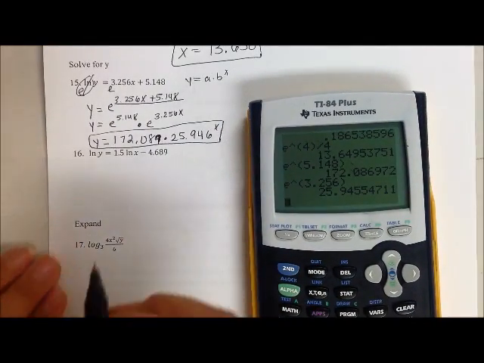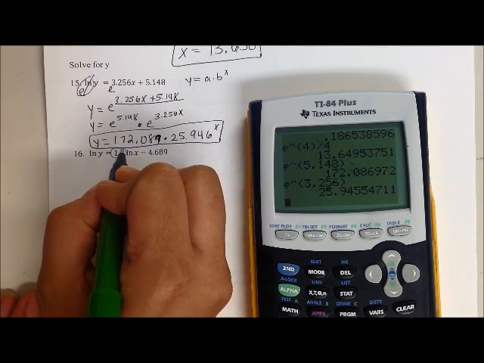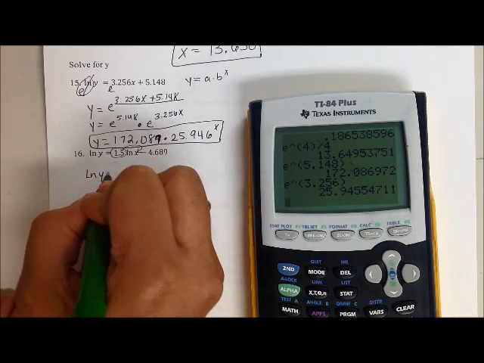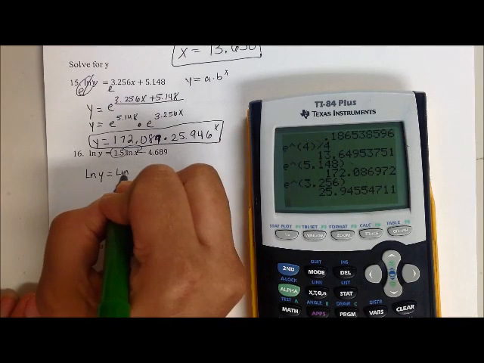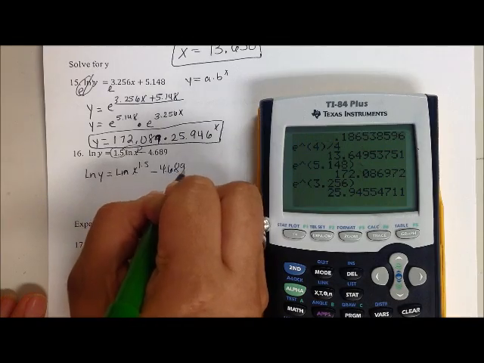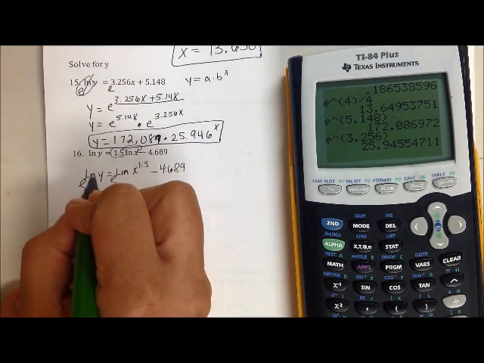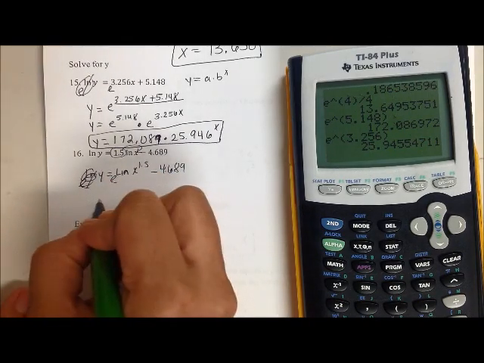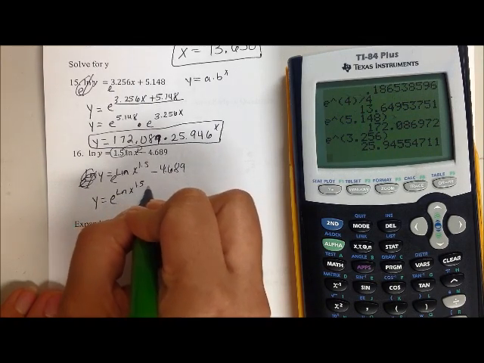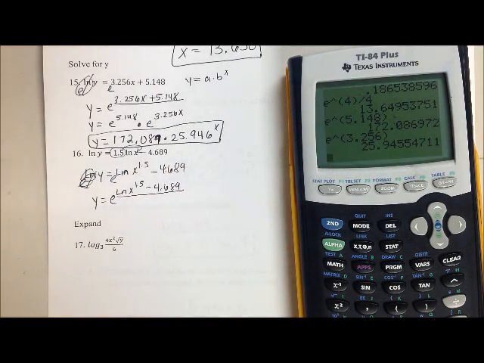Now, the next one's a little bit different because we have an ln on both ends. First, we need to take care of this guy, which we should know because it's up in the front. It's actually the exponent to that. So we have ln of y equals the ln of x to the 1.5 minus 4.689. Now we'll do the e on both sides. Only cancel the left for right now. So we get y equals e to the ln of x to the power of 1.5 minus 4.689. Remember, all that right there right now, it's an exponent.